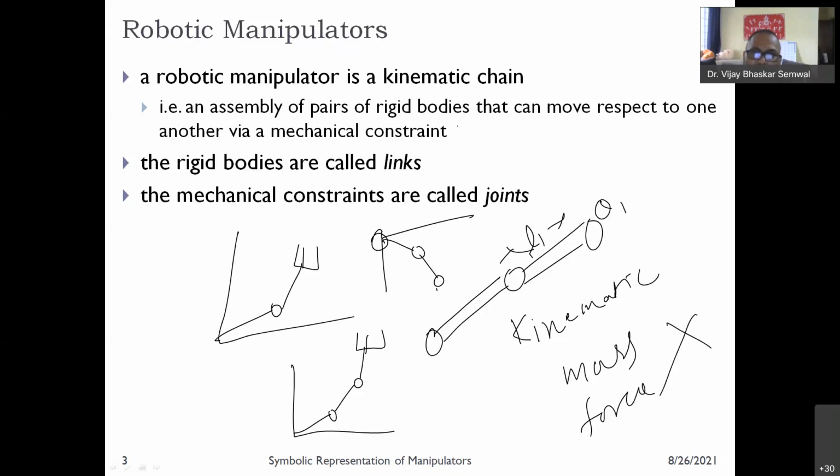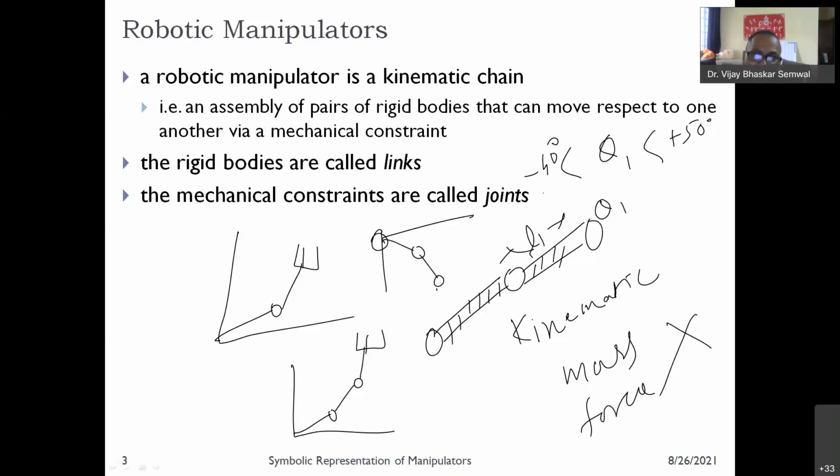A manipulator is an assembly or pair of rigid bodies that can move with respect to one another with mechanical constraints. Here the mechanical constraint means theta can move within a particular range, like minus 40 degrees to plus 50 degrees. We cannot rotate entirely. So there are constraints you can put: how much force, what the length and size are. The rigid bodies, meaning solid bodies, are called links.